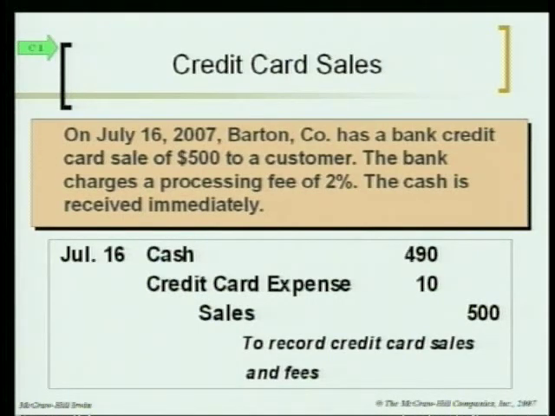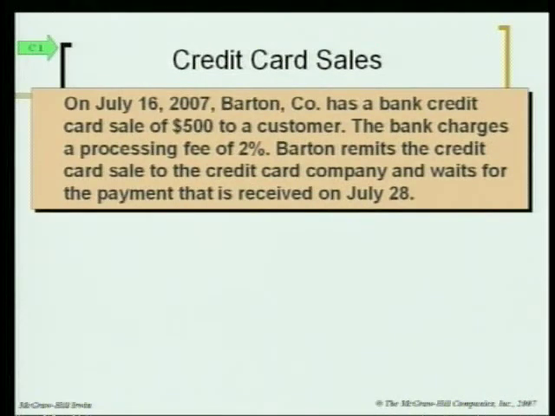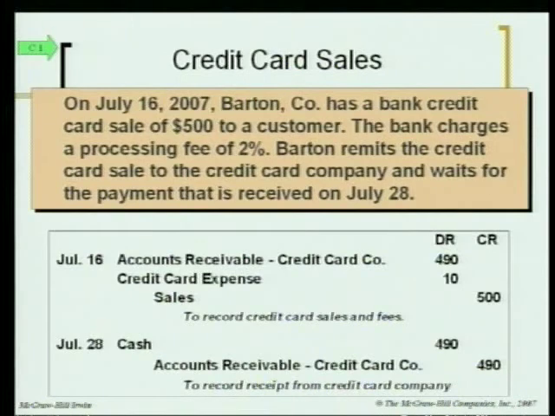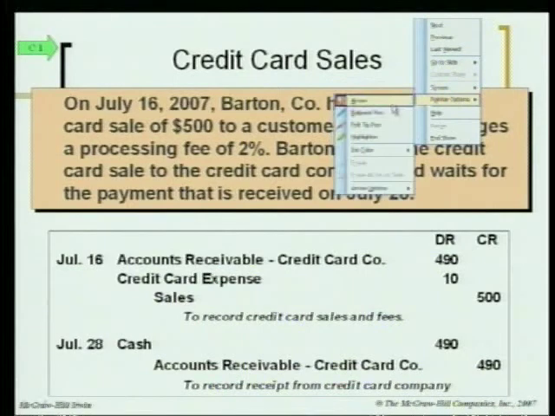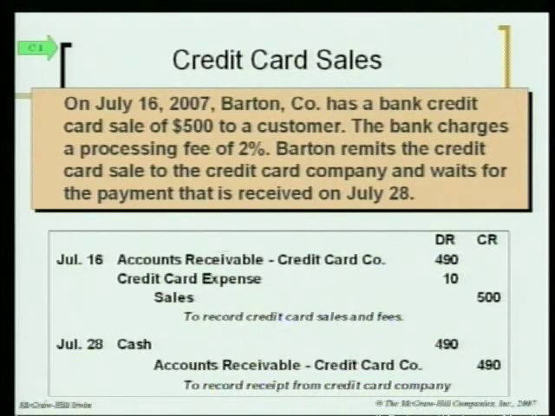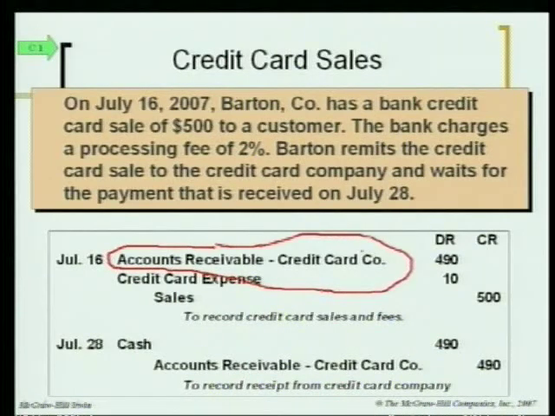Now, the other method is this. Everything's the same except we don't get the cash instantaneously. We have to remit the credit card sale to the credit card company and wait for the payment, and a little later we receive it. That is all the same except the debit is not to cash, it's to accounts receivable, credit card company. Okay? Now this is not to the customer. That's an accounts receivable from the credit card company.